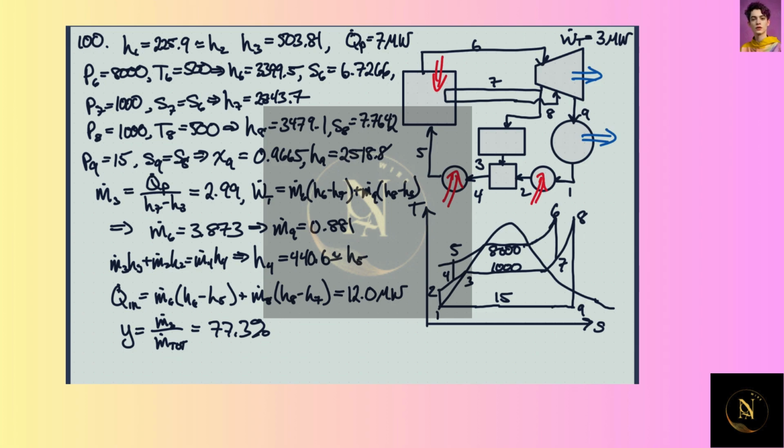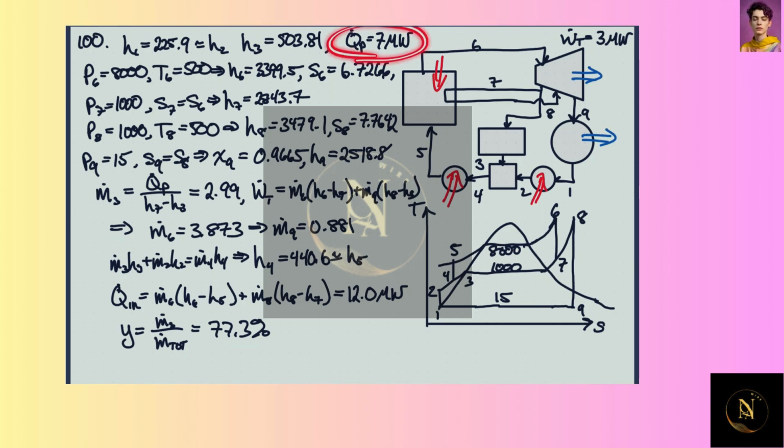I don't think they actually said so, but I'm assuming that the work in these pumps is negligible, which is really a very accurate assumption. And that means that the enthalpy at 1 and at 2 are roughly the same. So the enthalpy at 3, we can get that because we know we have a saturated liquid at 1 megapascal.